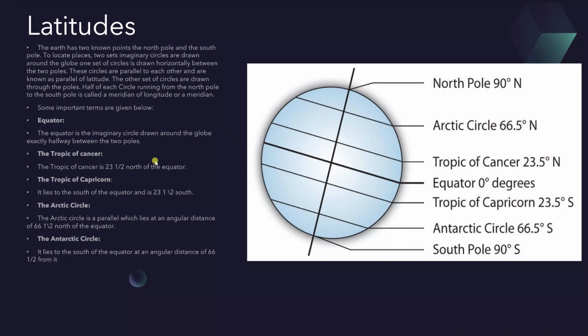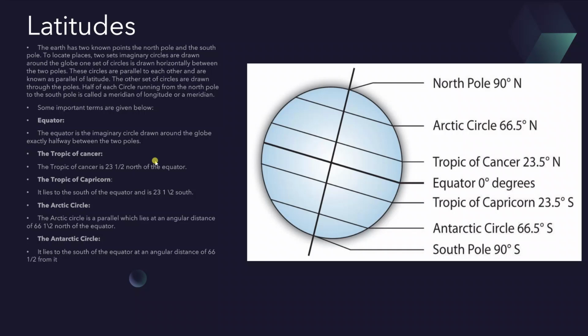The Arctic Circle. The Arctic Circle is a parallel which lies at an angular distance of 66 1/2 degrees north of the equator. The Antarctic Circle. It lies to the south of the equator at an angular distance of 66 1/2 degrees from it. Let's go to the next slide, children.